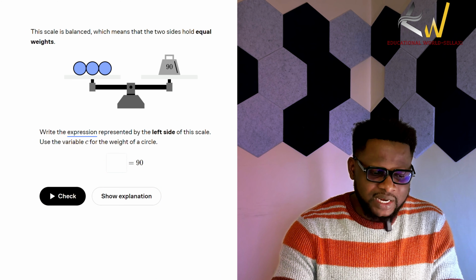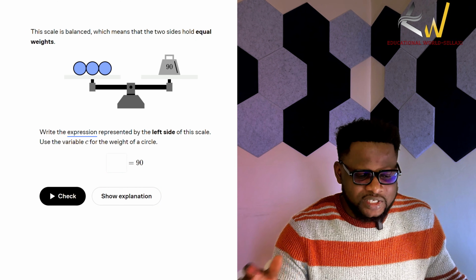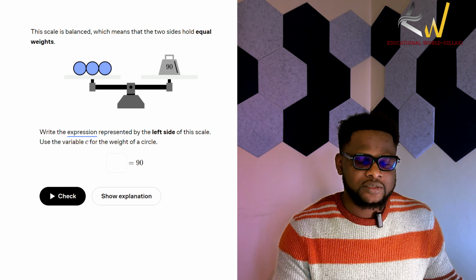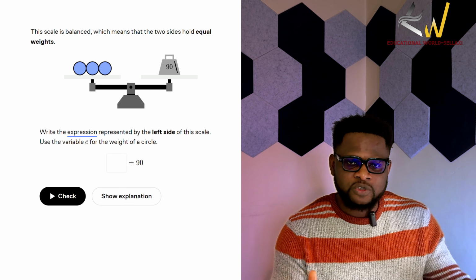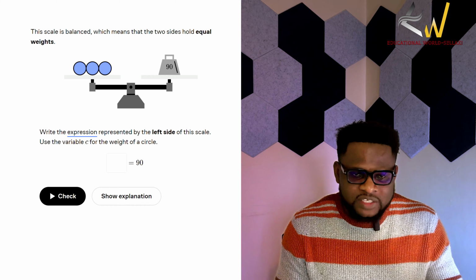So far we've worked with variables and used them to build expressions. Now we will see how two expressions are related with an equation. Okay, now let's look at the scale. The scale is balanced, which means that the two sides hold equal weights. Alright, we write an expression to show the relationship between the variables on the right hand side and on the left hand side of the scale.